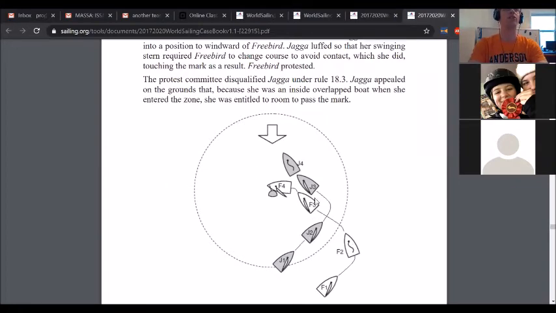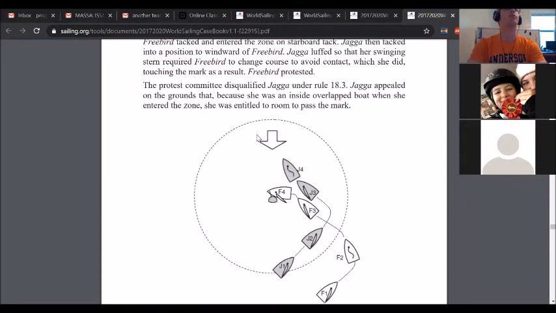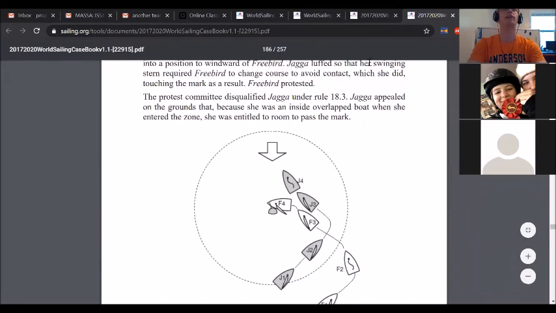So when we get to position 3, they've come up and remember the rule. Freebird has got an inside overlap on Jaga, which means that Jaga does owe Freebird mark room because of that rule, because they tacked in the zone when both boats were in the zone. So Freebird is owed room to round the mark as needed. In this scenario, Jaga luffs up. I don't remember if they explained why. They just did, because this is a real life scenario that happened for some reason.